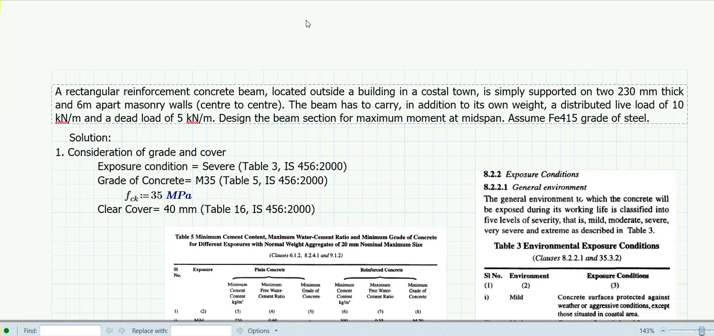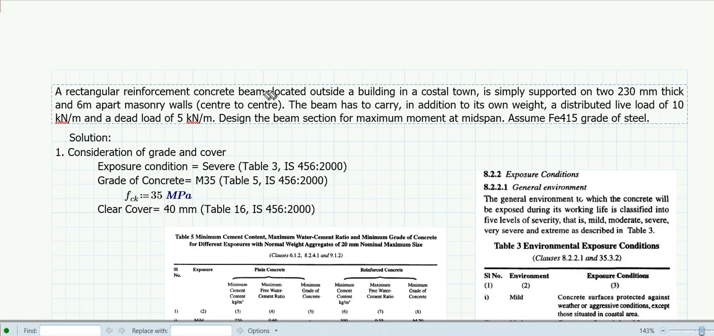Hello everyone. In this class we are going to discuss how to design a singly reinforced beam. As this is the first class on designing, we will be discussing different codal provisions along with the problem. So let's look at the problem.